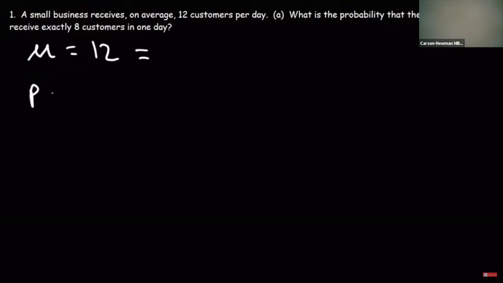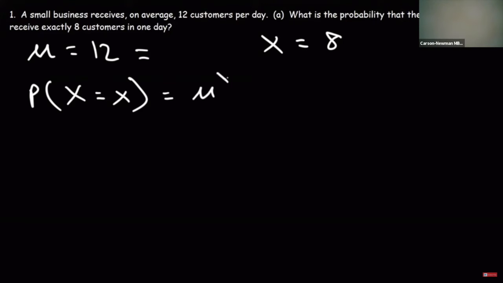Now to calculate the probability, we're going to use this formula. Capital X is the random variable. Lowercase x in this case is 8. That's the probability that we're trying to calculate. We want to know what's the probability that the business will receive exactly 8 customers in 1 day. So x is 8. And the formula is mu raised to the x, e to the negative mu, divided by x factorial.